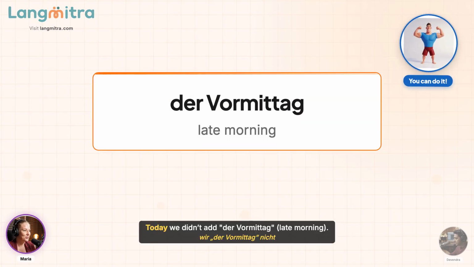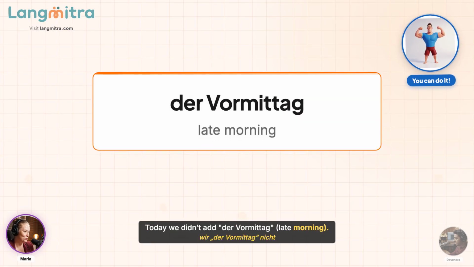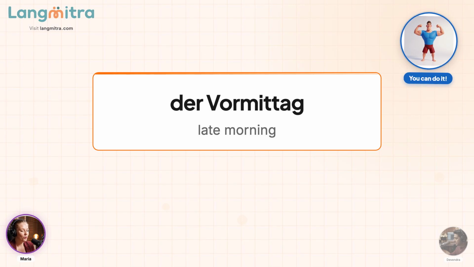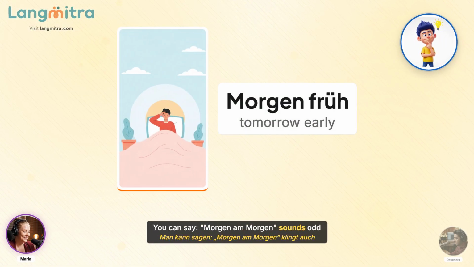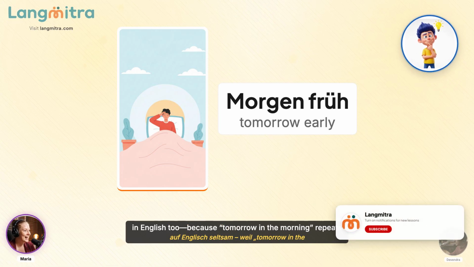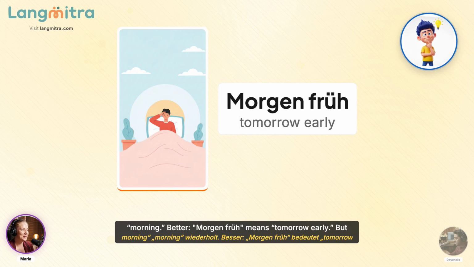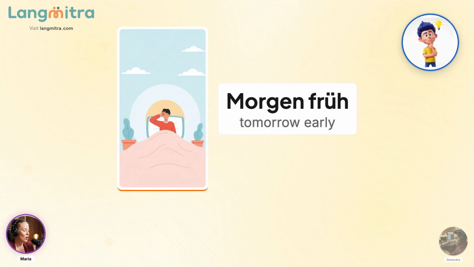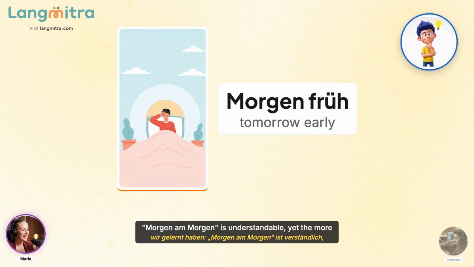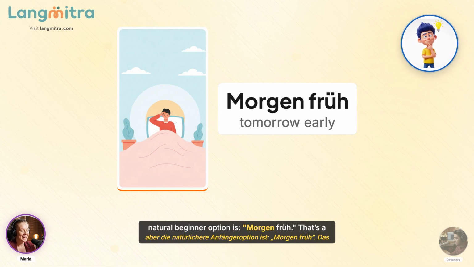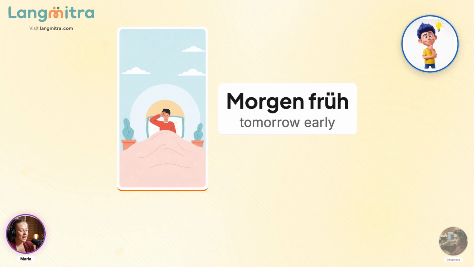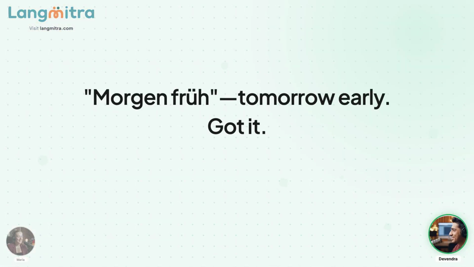Great self-check. Today we didn't add der Vormittag, late morning. Let's keep to our core set. You can say, morgen am Morgen sounds odd in English too, because tomorrow in the morning repeats morning. Better, morgen früh means tomorrow early. But since we're staying with what we learned, morgen am Morgen is understandable, yet the more natural beginner option is morgen früh. That's a useful phrase to remember. Morgen früh, tomorrow early. Got it.